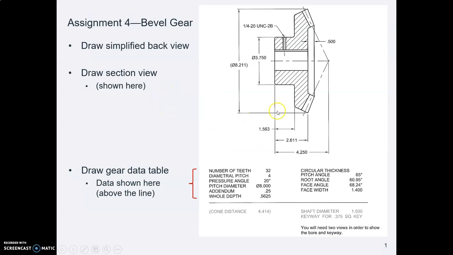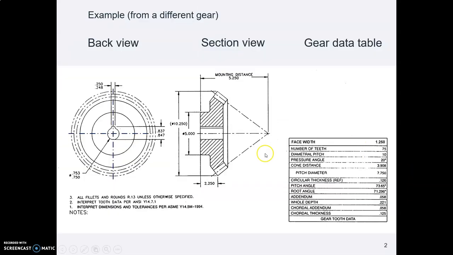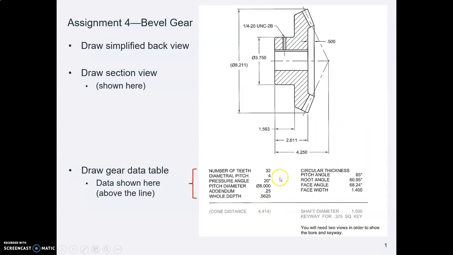Anything else here? Basically, the dimensions that are shown here are the dimensions that you will put on your drawing. And the numbers given at the bottom of the page, that I've highlighted with a bracket, are the numbers that you will put in your gear data table. The one number he does not give us is the circular thickness, so you will need to use that table that we saw at the end of the last lecture. Use that table out of our book and calculate the circular thickness. So you'll have your views in this order, and you'll have a gear data table somewhere on your sheet with these data plus the circular thickness.